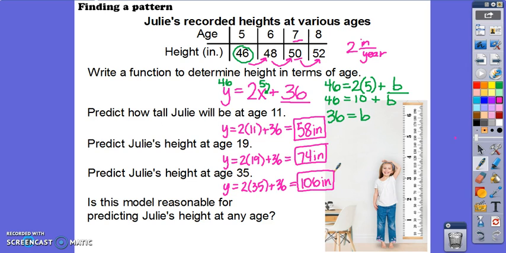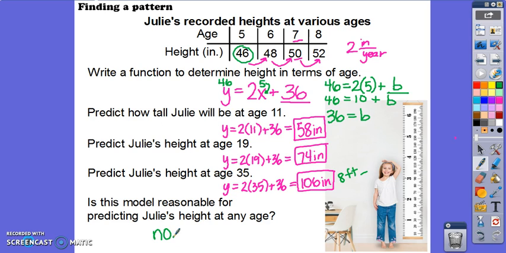Is this model reasonable for predicting Julie's height at any age? What do you guys think? I don't know if you've seen me lately, but I am not growing 2 inches per year. If I was, I would be a lot taller. 106 inches is like 8 foot something, and you're just not going to keep growing 2 inches per year. So this model is not going to be reasonable at those older ages for sure.